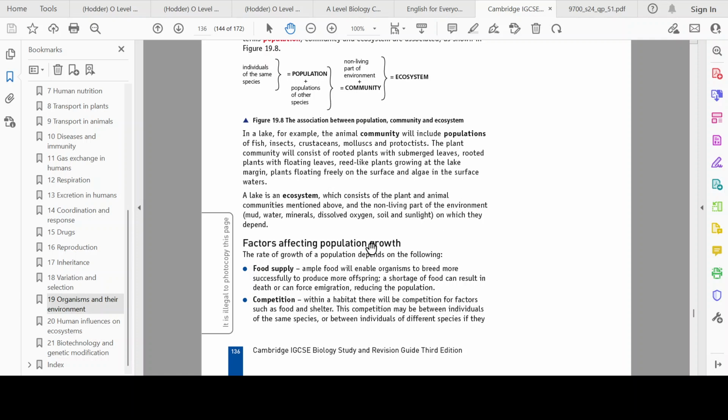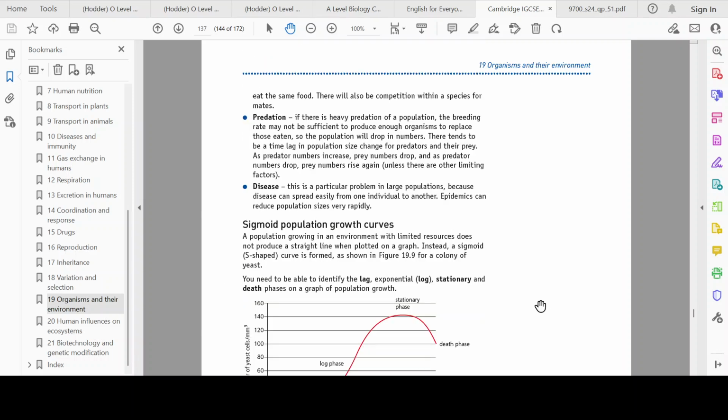So, factors affecting population growth. The rate of growth of a population depends on the food supply. Obviously, the more food available, the more the population can feed, the more reproduction, and the more food available for offspring. Competition: if individuals of a population are competing for food and shelter, the ones that are able to get more of it will survive and reproduce and produce offspring, as opposed to the ones that are not, and so they'll die off.